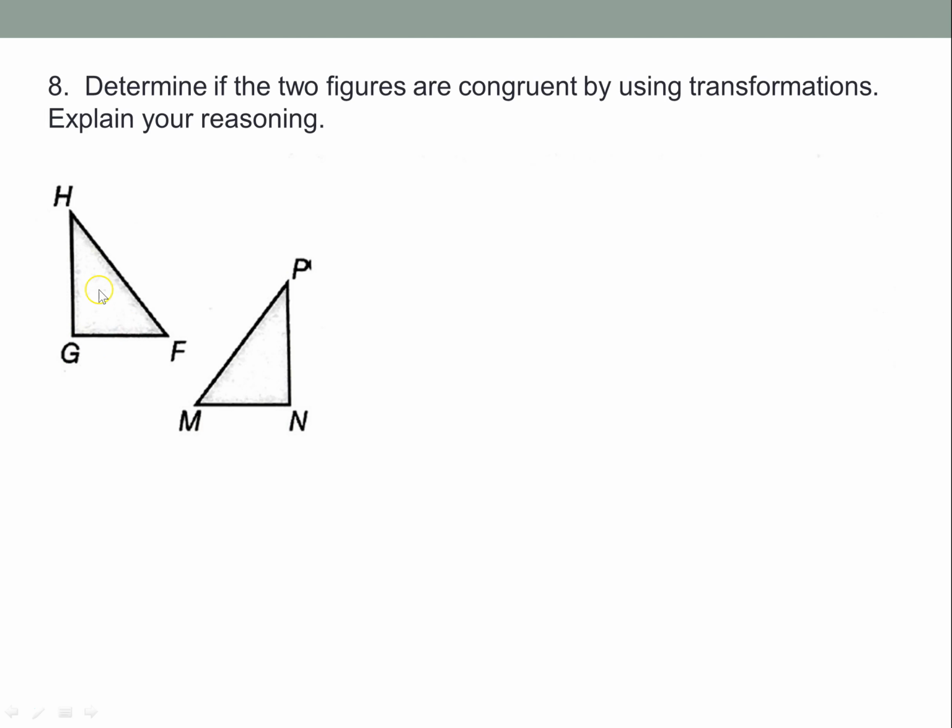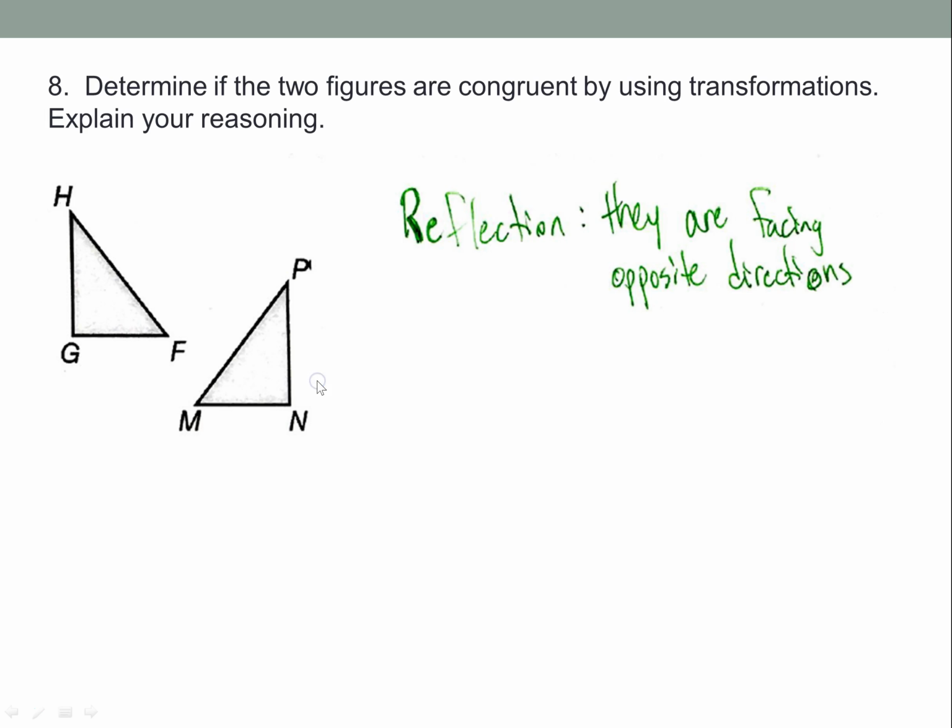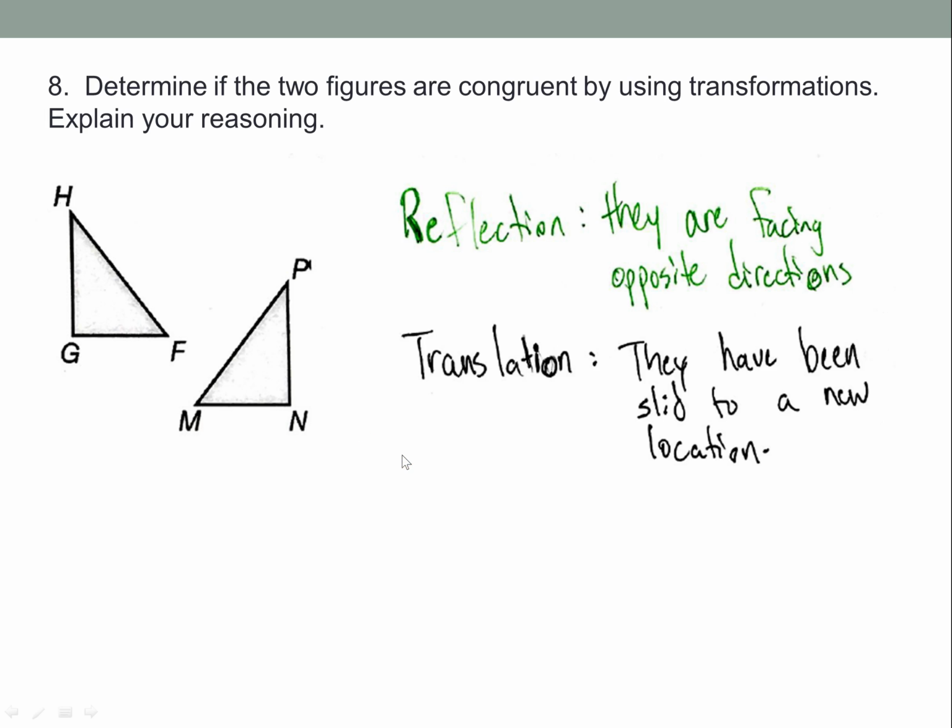All right, so lastly, we see that they're pointing in different directions. So if they're pointing in different directions, they're definitely reflected because they're facing opposite directions. That's the reason. And then if they're just reflected, they would also be even, but they're not. This PMN is actually lower than HFG. So that means there's a translation, because they've been slid to a new location. Awesome. Let's take a look at number 9.